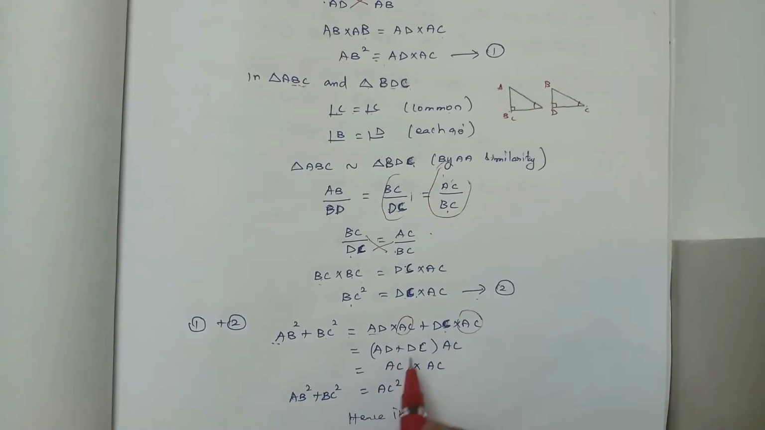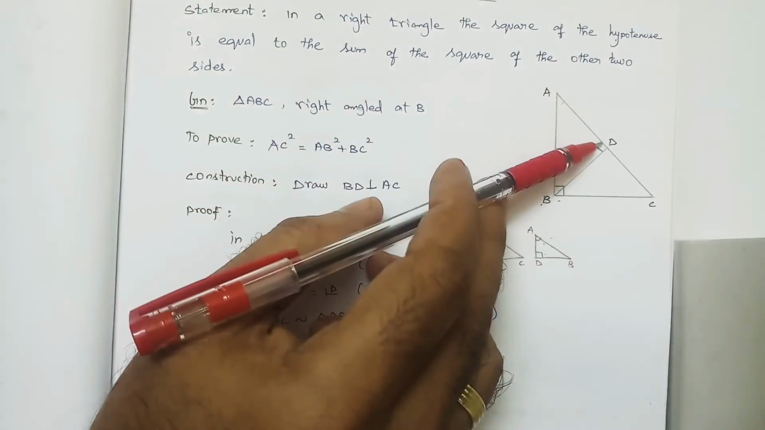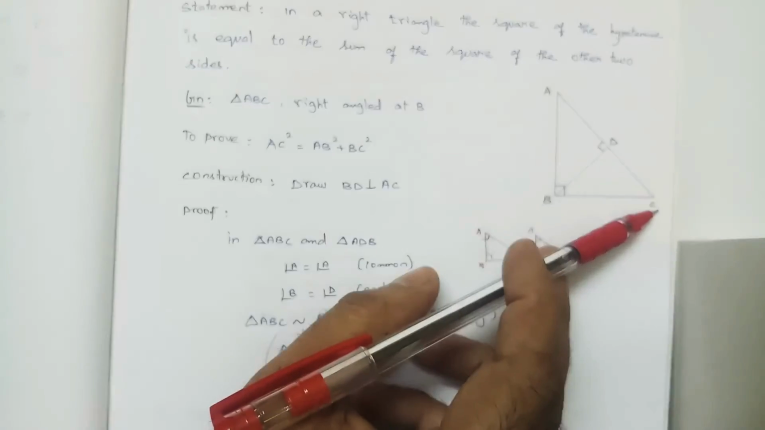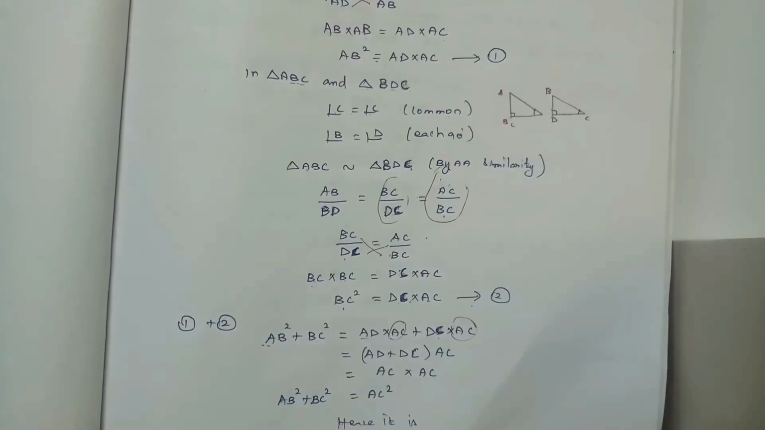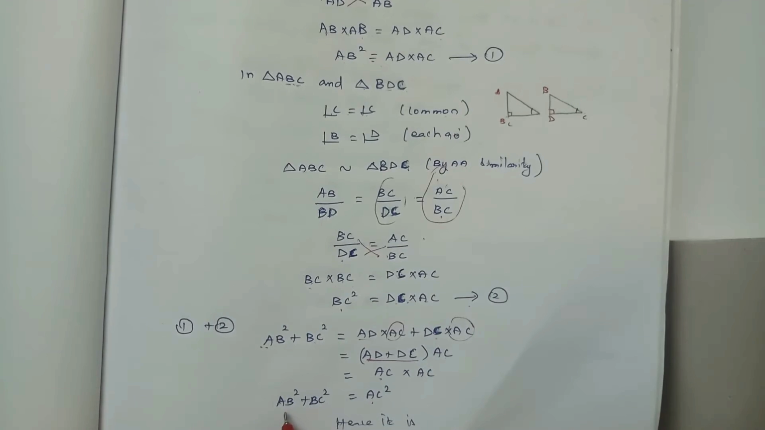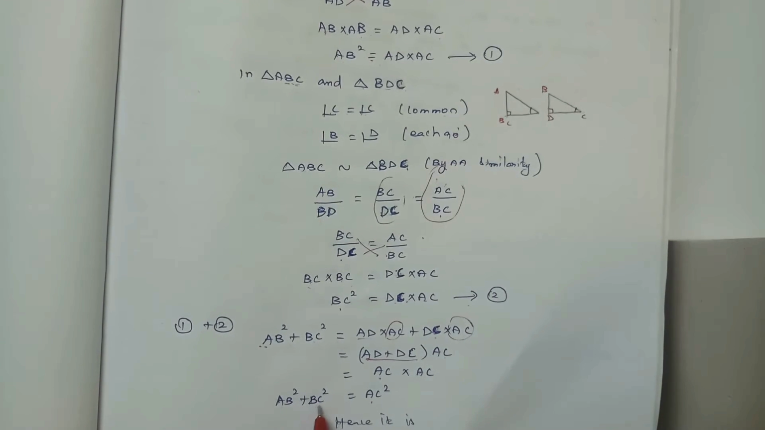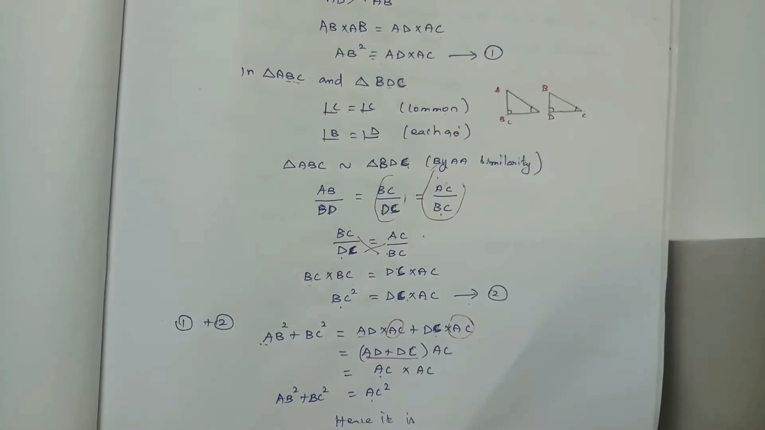What is AD plus DC? AD plus DC is nothing but AC. So instead of AD plus DC, I write AC. AC into AC is nothing but AC square. So we have what we wanted to prove: AB square plus BC square equal to AC square. Hence proved. Understood? And this theorem is very easy as well as a very important theorem.